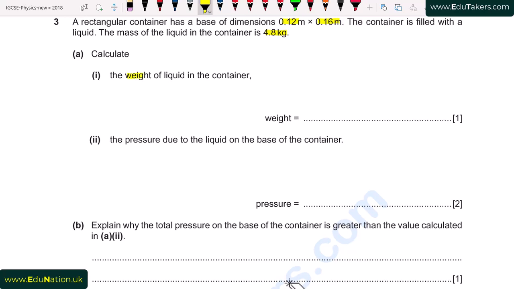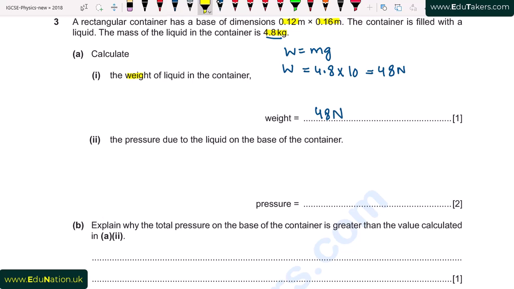Here we have to find out the value of weight, and we are given mass and the dimension of the rectangular container. So I just write that weight is the product of mass and acceleration due to gravity. So I just put values. Mass is given, 4.8 kg. It is 4.8 multiplied by the value of g, which is 10 meter per second square. So the weight comes to be 48, and the unit of weight is Newton. So the weight will be equal to 48 Newton.